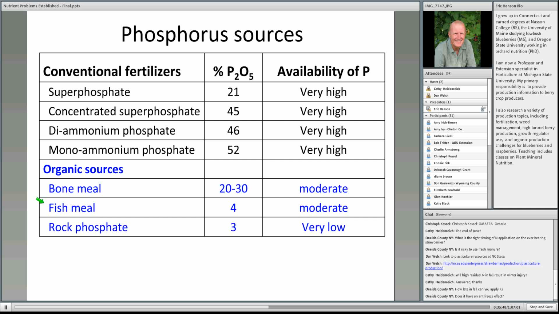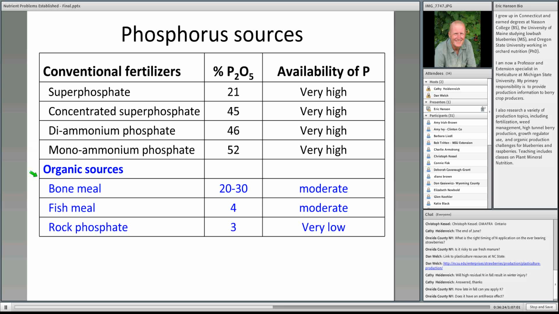Phosphorus sources, nothing real striking here. There are a number of different materials to choose from. Conventionally, they all are very highly soluble and highly available to berry crops. If you have a need for phosphorus, then the ammoniated phosphates would be good choices. But if you're only interested in phosphate, then these are expensive sources of them.